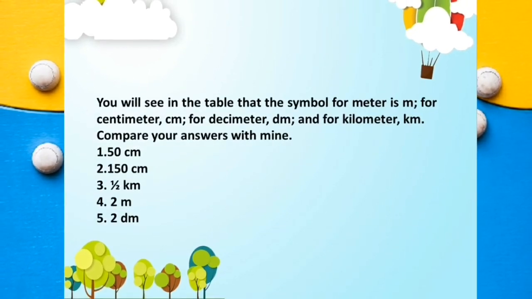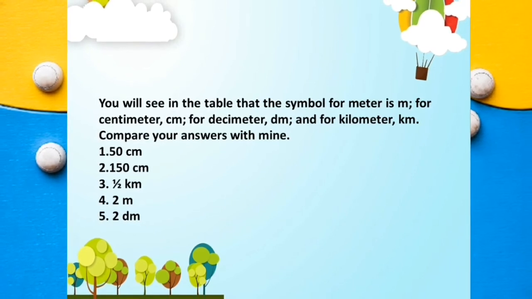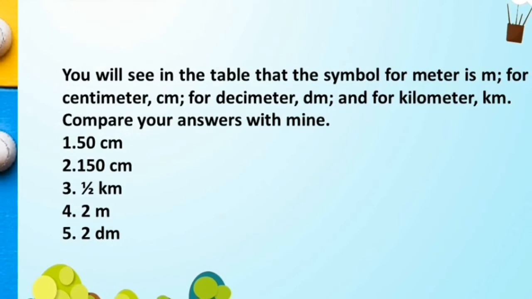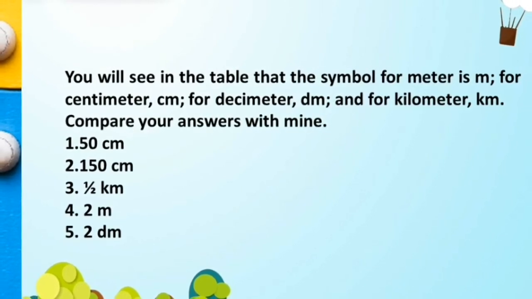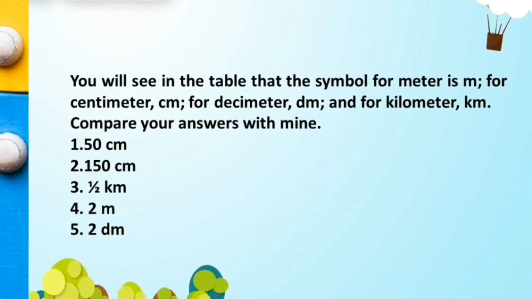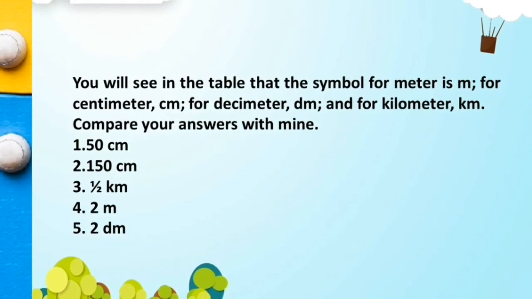Okay, so you will see in the table that the symbol for meter is m. Of course, tandaan natin yung mga symbol. For centimeter is cm, for decimeter is dm, and for kilometer is km. Compare your answers with mine. So, ito yung mga sagot natin.